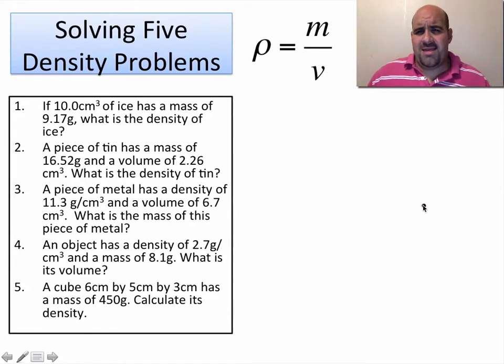Hi, Mr. Sapone here, and today we're just going to briefly solve some density problems. We're just going to go right through these 5 problems.